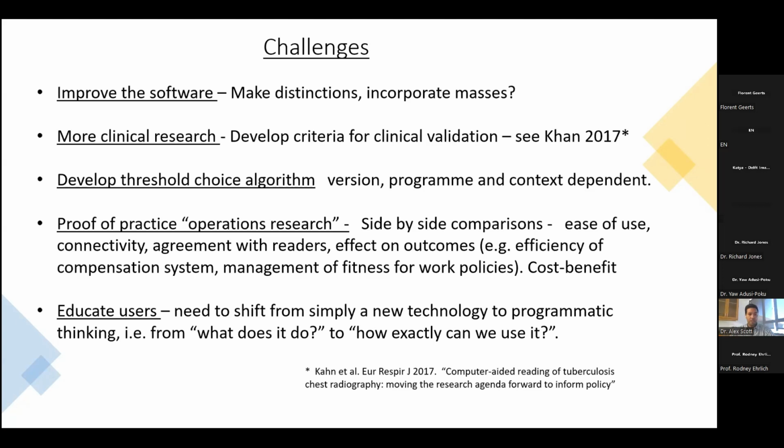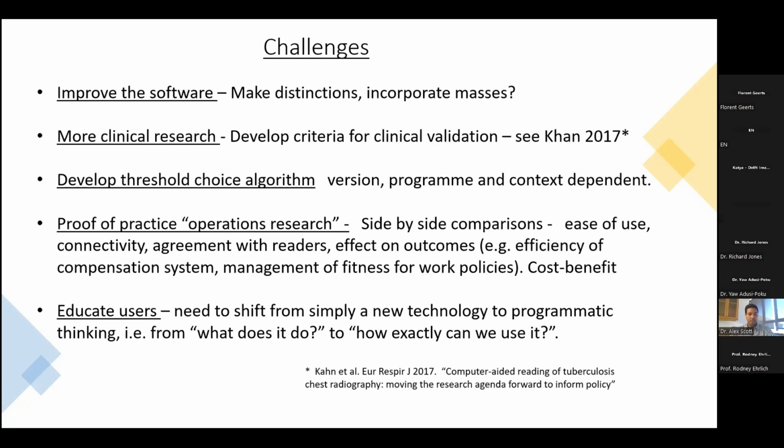Operations research, we heard from my colleague, is needed. Now, that's not well funded. It seems that some funders' eyes glaze over when you use the word operations research. We're talking about everything that we've heard about today: side-by-side comparisons with actual doctors and radiographers on the ground, ease of use, connectivity, agreement with readers, but I don't mean validation. I mean agreement with the doctors using it, because if the doctors and the clinical assistants, clinical radiographers see things they don't agree with, they're going to lose faith in the CAD. And of course, the effect on outcomes and the efficiency, if it's compensation outcomes, management, fitness for work, or screening for TB, in relation to cost.